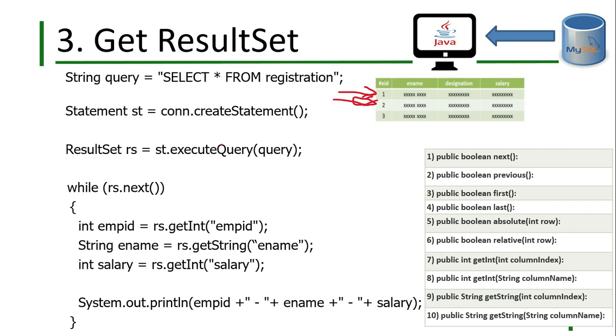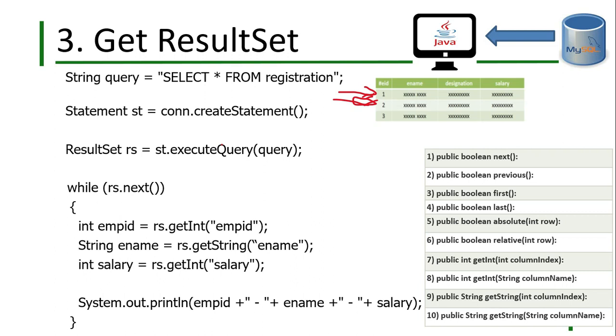There are certain functions that have to be remembered when it comes to a result set. First one is next, to traverse to the next record in a result set. Previous, to traverse to the previous record. First, to directly move to the first record, that is the employee ID 1 record, by moving the pointer to that location. And last, to move directly to the last record, that is the third record, using the result set's last function.